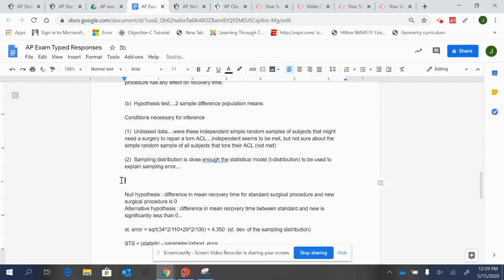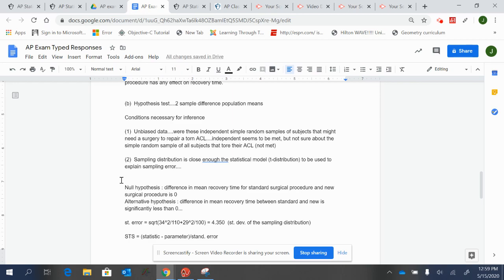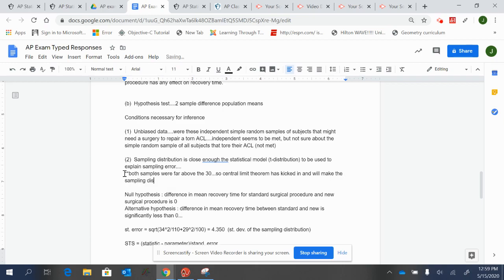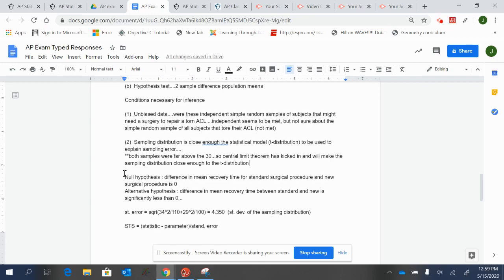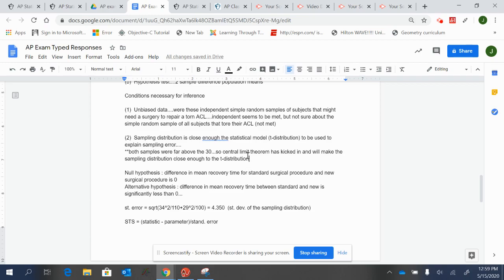All right, back to here. Sorry about that. Now, sampling distribution is more about just the sample size being large enough. So both samples were far above the 30. So central limit theorem. And we'll make the sampling distribution close enough to the t-distribution, or even normal if we need it. Okay, so that part's met. We're not sure about the other one, so that makes us put a disclaimer on it.